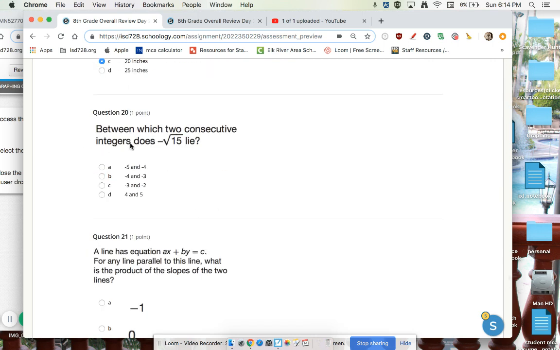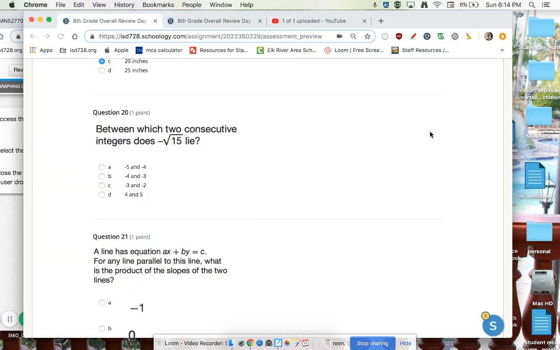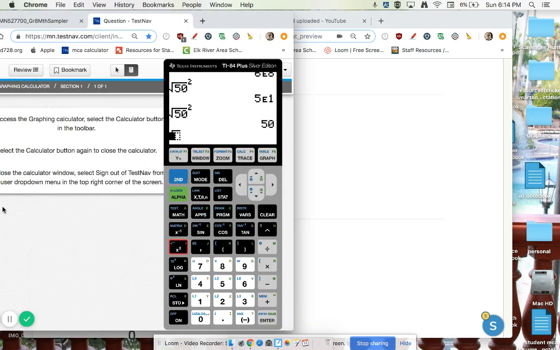Okay, this one says, between which two consecutive integers does negative square root of 15 lie? So I would do the square root of, was there a negative on the outside? Yeah. So I've got to make a negative on the outside. Negative square root of 15. Get out of the square root, hit enter.